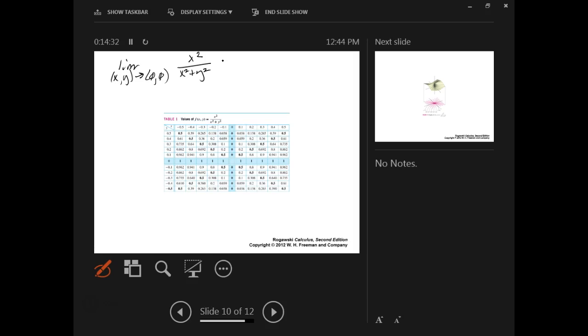Now, to make things worse, what if x is equal to y? So this becomes x squared, and this becomes 2x squared, right? And x squared over 2x squared, what's that limit? 1/2, exactly. So at x equal y, you're coming in this diagonal, so it's a 0.5, and up this diagonal is a 0.5. So there you're approaching 0, and it's going toward 0.5.